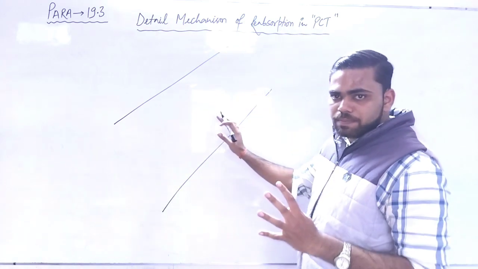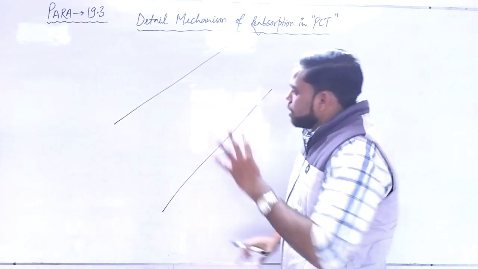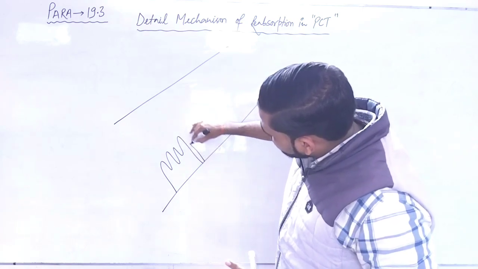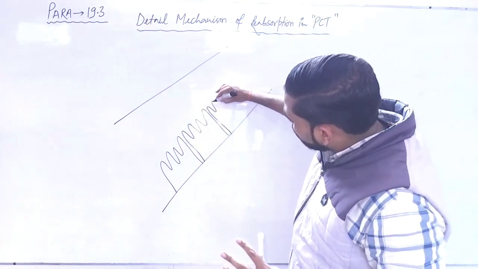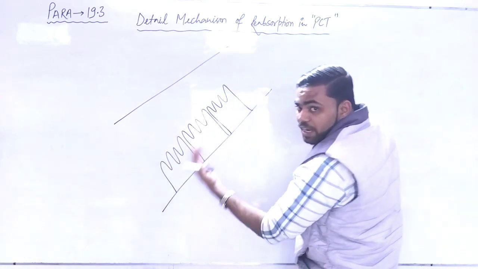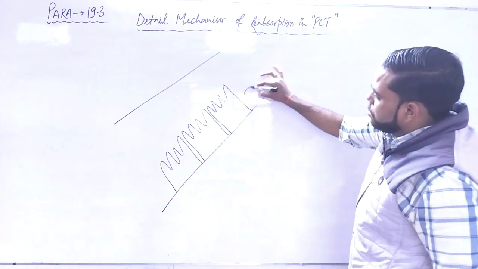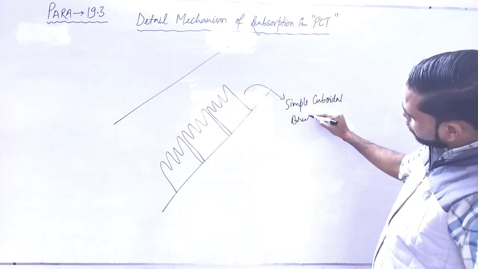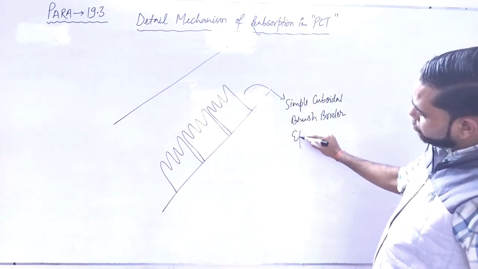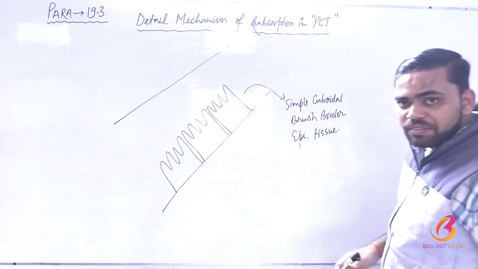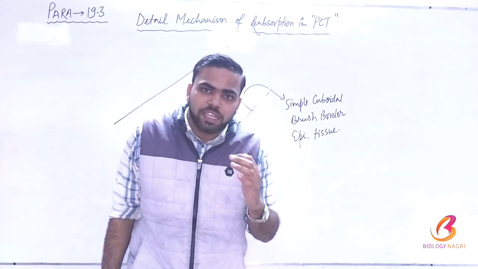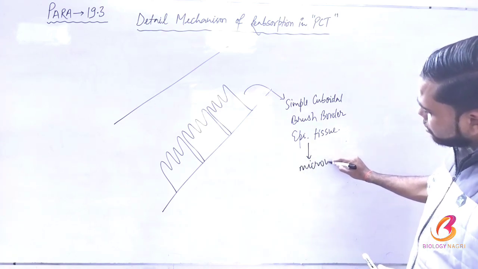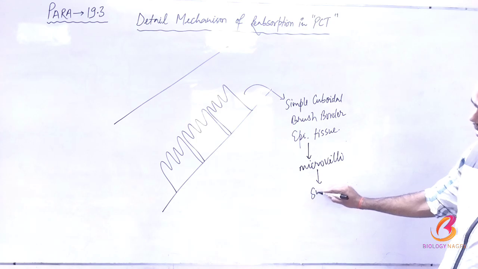This is the lumen of PCT. Here was the glomerular filtration, the glomerulus. There are some specialized simple cuboidal brush border epithelial cells on the inner wall of the PCT. This is the inner wall of the PCT containing special tissues, which are simple cuboidal brush bordered epithelial tissue. And we know that where there is brush border epithelial tissue, there must be microvilli on it.